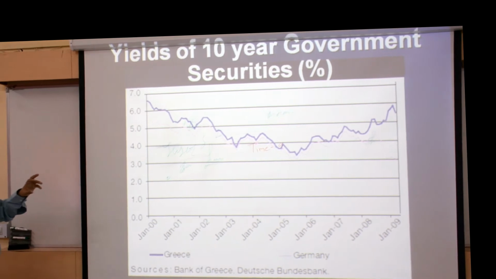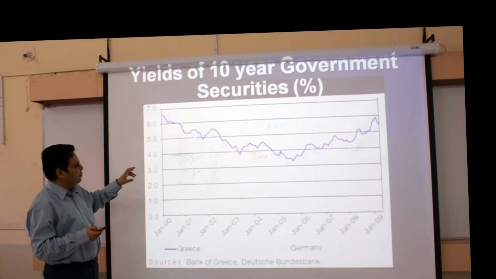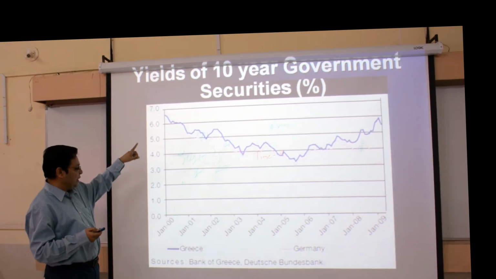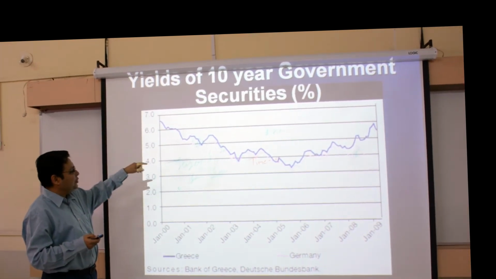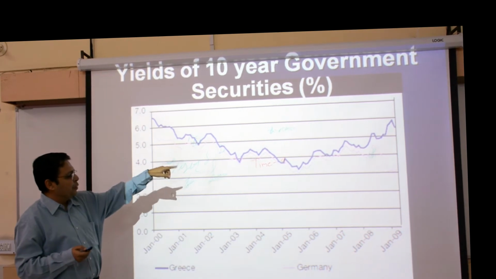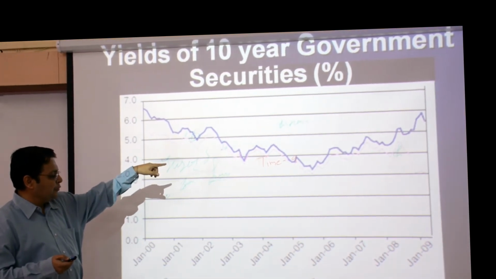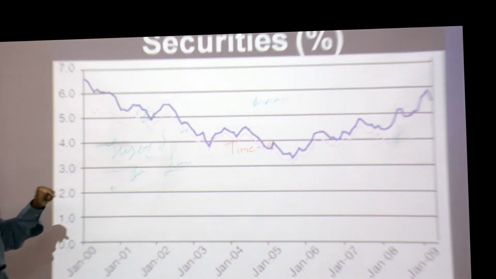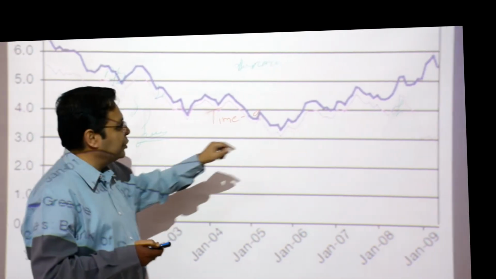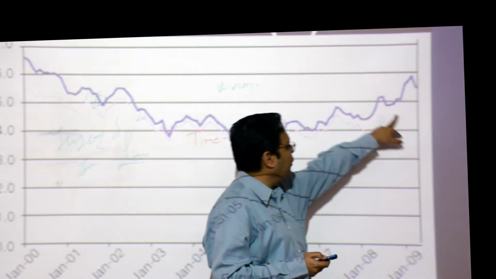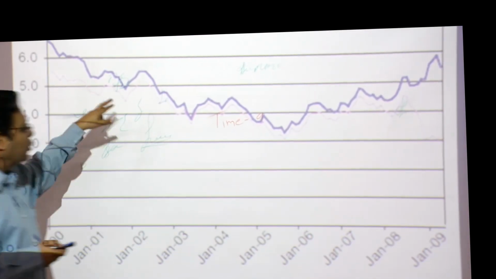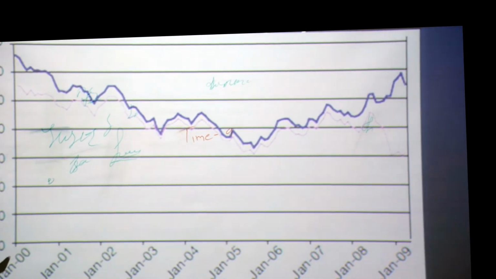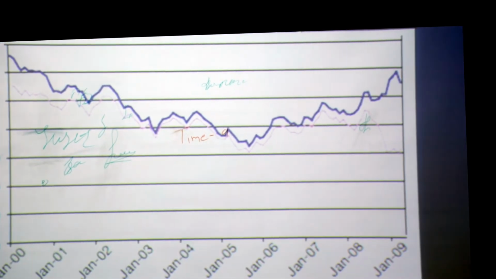The impact of this we can see when we compare the yields of Greece and the German yields. As you can see, there was hardly any difference between the yields of Germany and the yields of bonds of Greece. It is only when the crisis years approached that there was a divergence of yields. Otherwise, both the yields moved in together. There was hardly any difference between the interest rates in Germany and the interest rates in Greece.